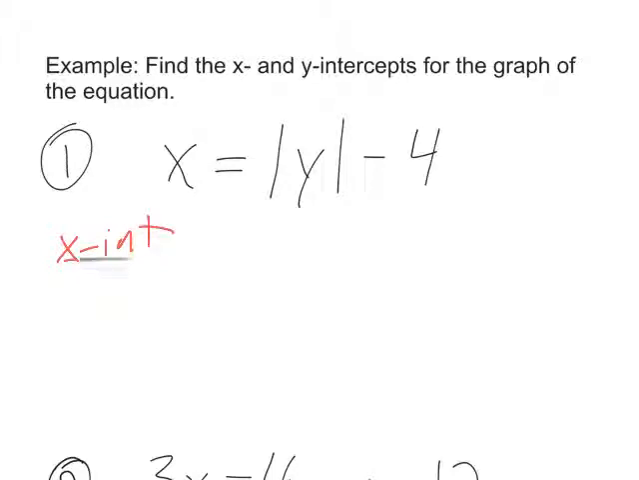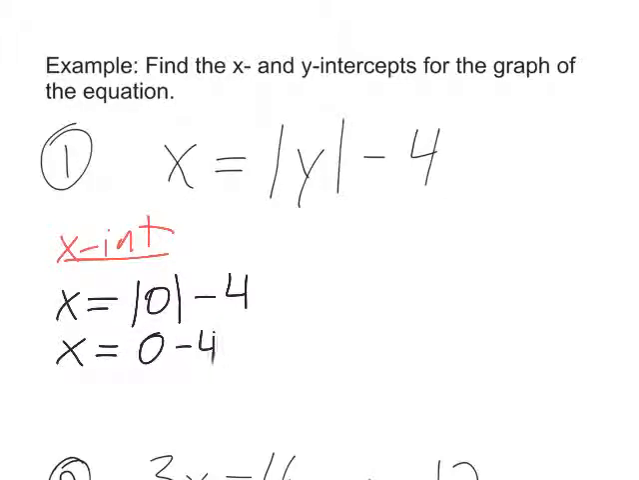I'm going to abbreviate a little bit, save a little bit of room. To find the x-intercept, we plug 0 in for y. So it's going to look like this. x is equal to the absolute value of 0 minus 4. And then you just evaluate that. Absolute value of 0 minus 4 is just the absolute value of negative 4.